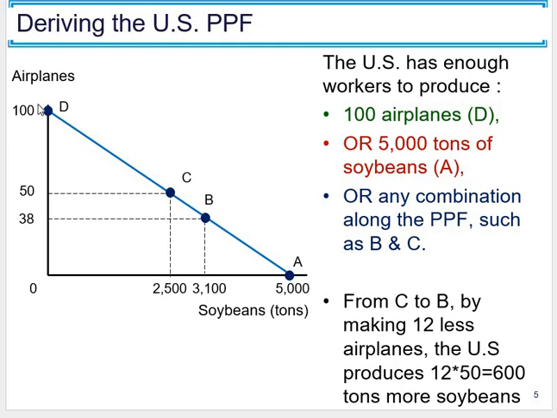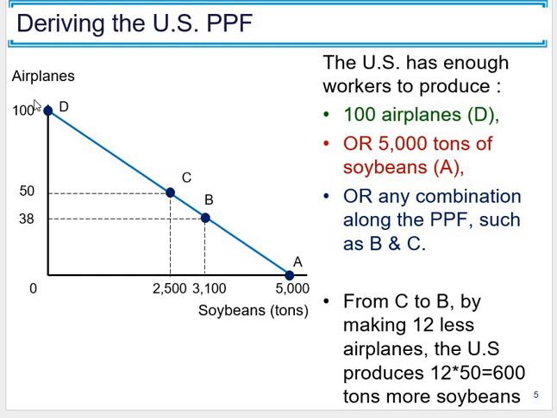How do we do that? We know the rate of exchange between airplanes and soybeans is that 100 airplanes equals 5,000 tons of soybeans, because either way we are utilizing all the resources. Point A and point D are both right on the PPF, which means every point on the PPF, A, B, C, or D, is using the same amount, which is all the resources, all the workers.